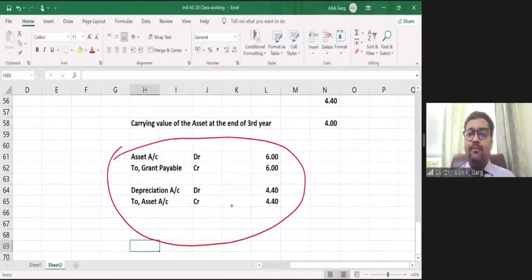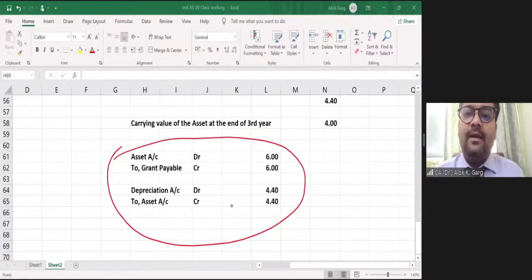Friends, I hope. Yes, Radha, you're right. Asset value must be increased and extra depreciation must be charged. So guys, I hope you all are clear on this part.